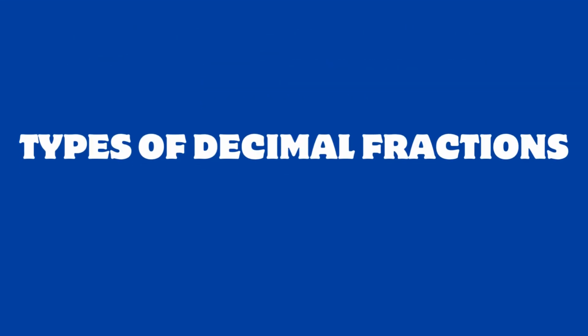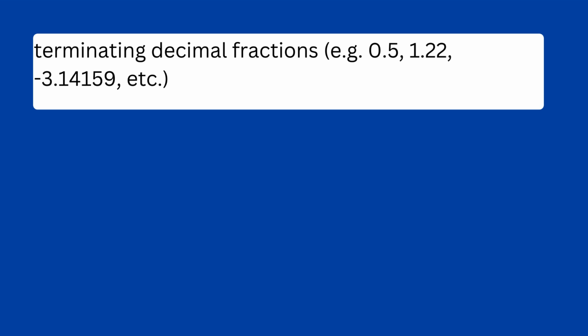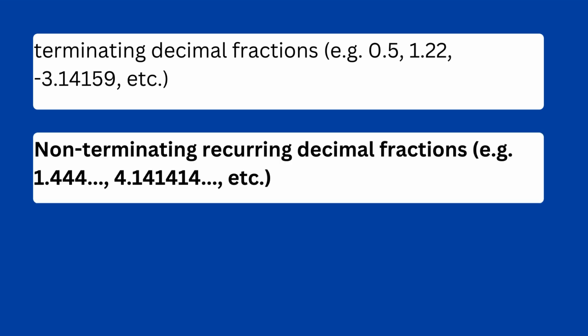Rational and irrational numbers can be further explained by using the concept of decimal fractions and their types. There are three types of decimal fractions. The first one is the terminating decimal fraction, in which the digits after the decimal terminate. For example, 0.5 or 1.22: here we have only one digit after the decimal, here we have two digits after the decimal, and in the third example, minus 3.14159, we have five digits after the decimal.